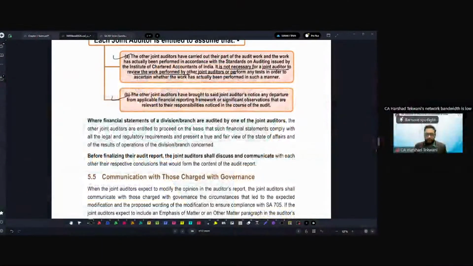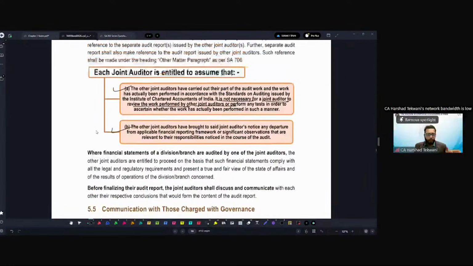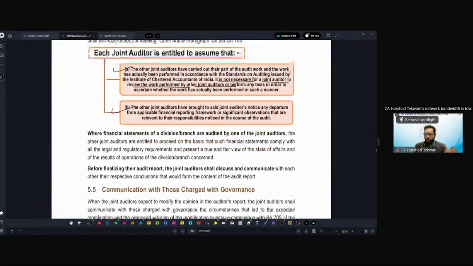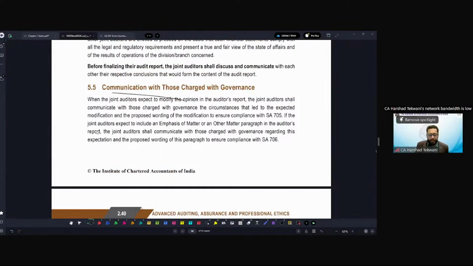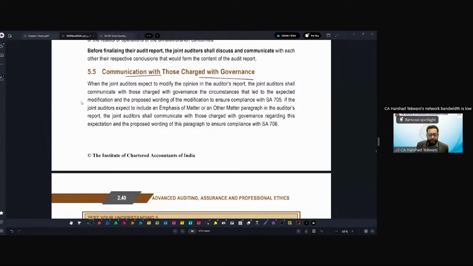In your study material about the particular topic, SA 299, we discussed the joint auditor's responsibility. Last is the communication with those charged with governance, in the material about SA 299.